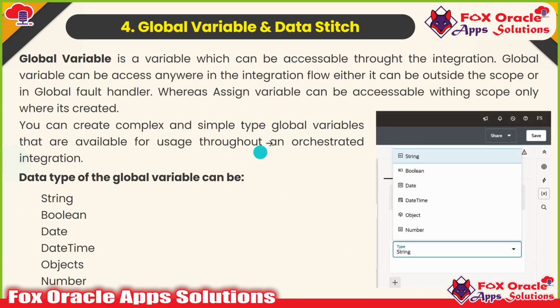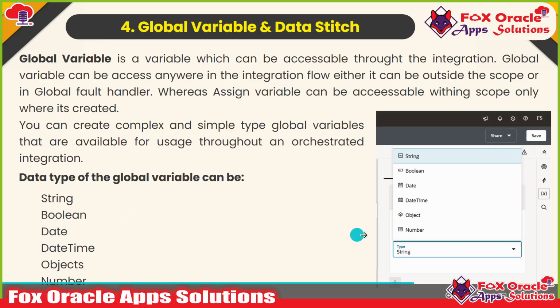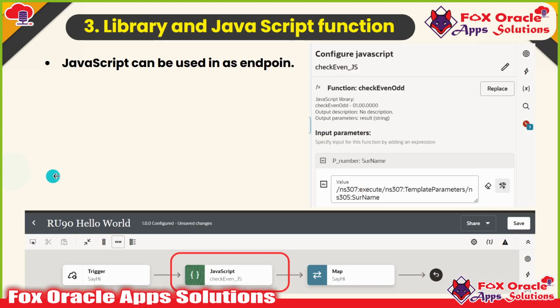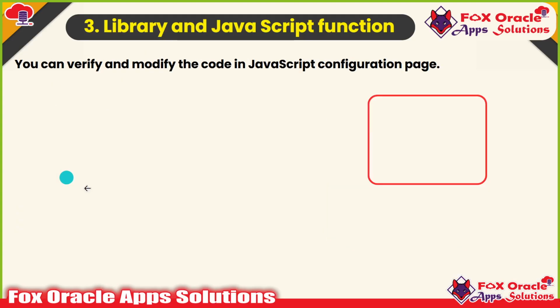Now here you can see we talk about the global variable. A global variable gives us flexibility to create a variable by selecting a complex data type. That complex data type contains all these data types, such as date type and object type. And a global variable can be accessible outside the scope. It means, let me show you one example of the integration.